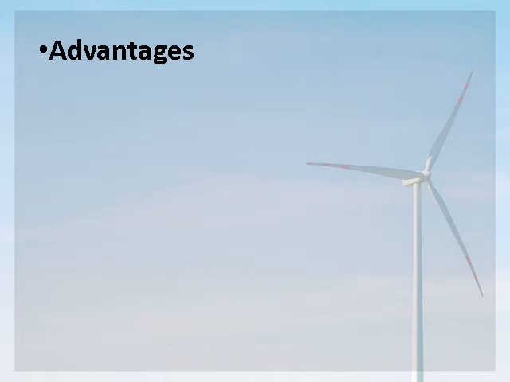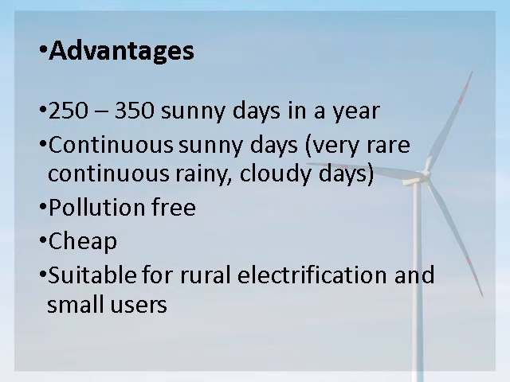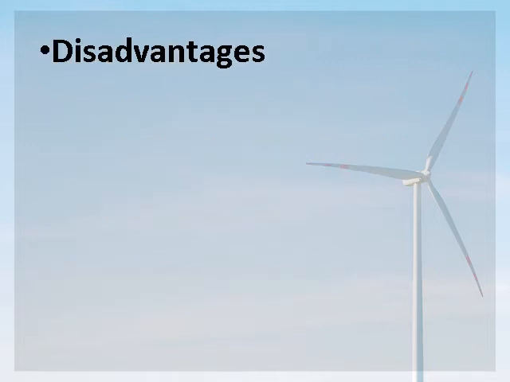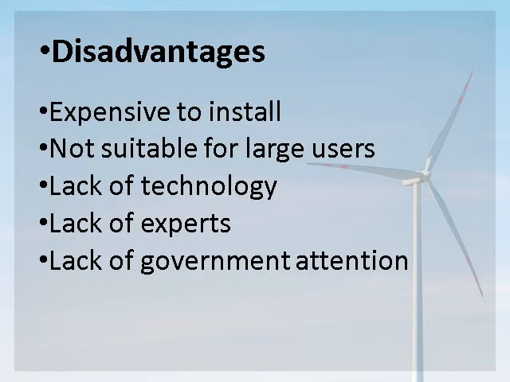Advantages of solar energy: 250 to 350 sunny days in a year, very rare continuous rainy cloudy days, pollution free, cheap, suitable for rural electrification and small users. Disadvantages of solar energy resource: expensive to install, not suitable for large users, lack of technology, lack of experts, lack of government attention.